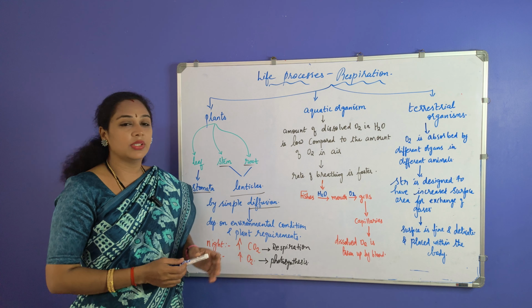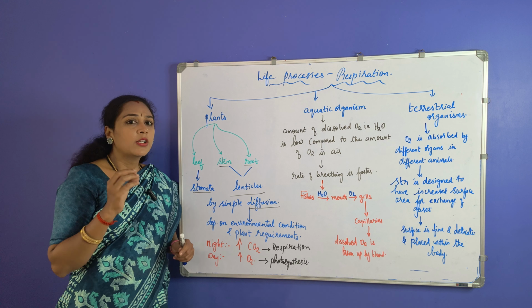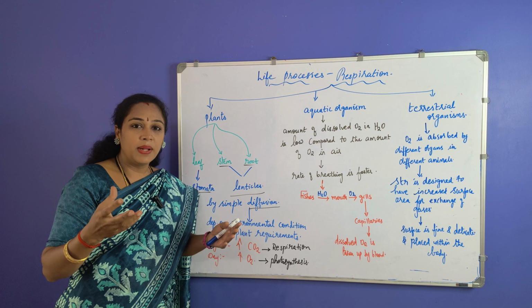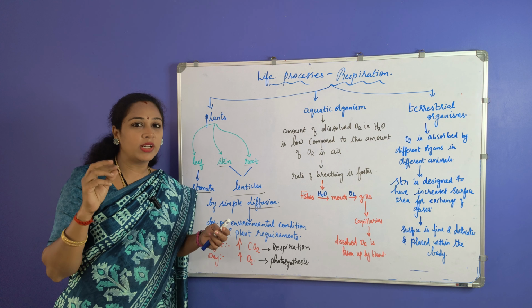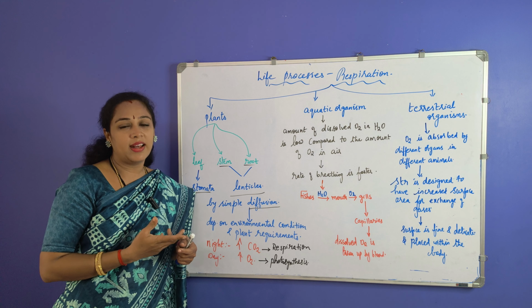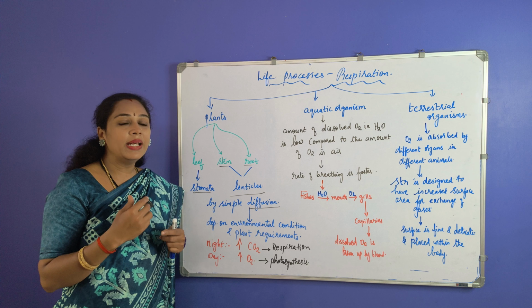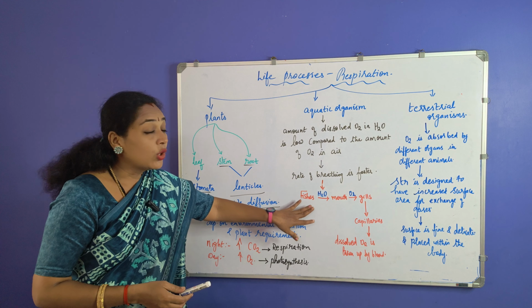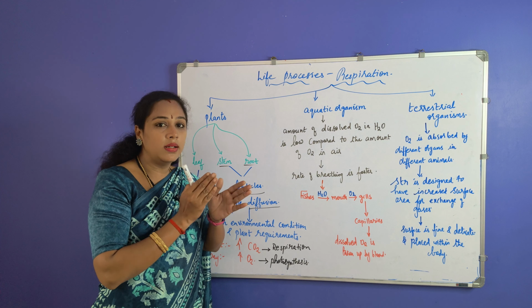Now what happens? For example, we'll take an aquatic organism like a fish. You can see the fish, whether it is in the aquarium or any other place, keeps opening its mouth very frequently. Do you know the reason they keep opening it? Apart from taking in food, it keeps opening so that the water enters through the mouth, and then it passes through the gills.